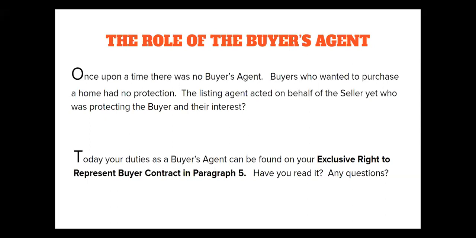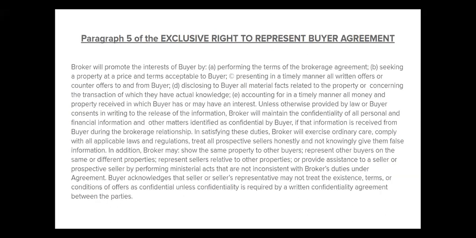So today, your duties as a buyer's agent can be found in your exclusive right to represent buyer contract, in paragraph 5 if you're in Virginia. Have you read it? In case you haven't, paragraph 5. This starts off by saying these are your duties.